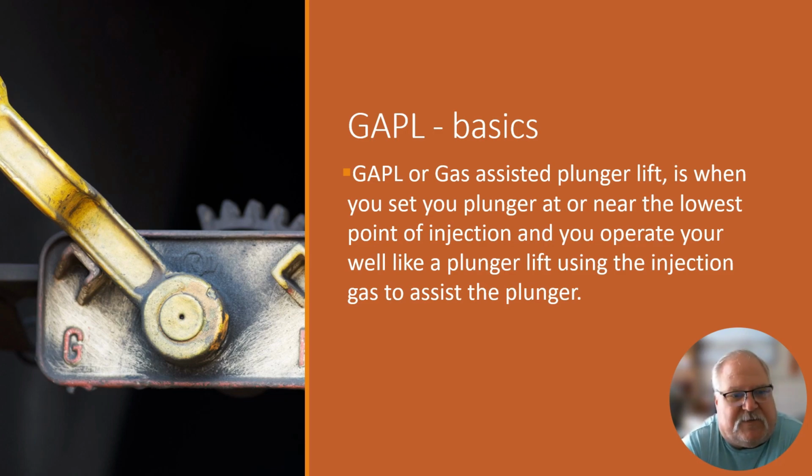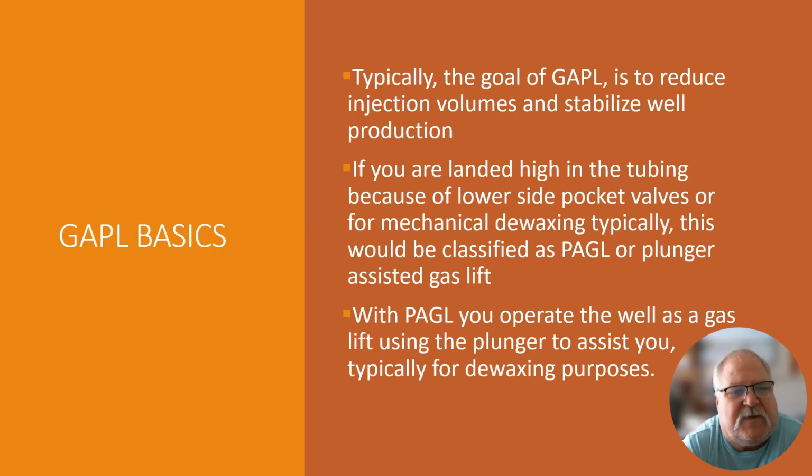Okay, so we're going to talk about Gapple, which is typically where most of these wells are going. You're landed as low as you can. You're landed just above the orifice. You're just cycling this well, whether you're using a conventional or a quick trip type plunger, free cycle, 2-piece, it doesn't matter, but that would be a Gapple application. Typically, the goal of Gapple is to reduce injection volumes and stabilize well production.